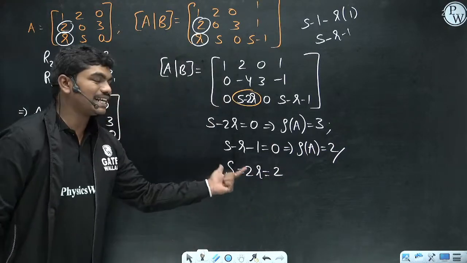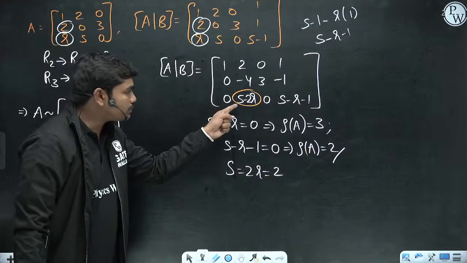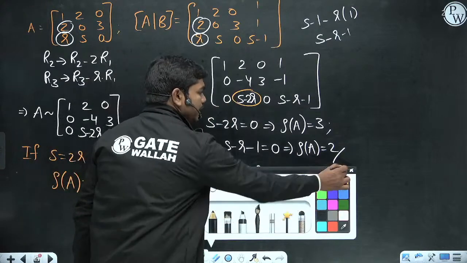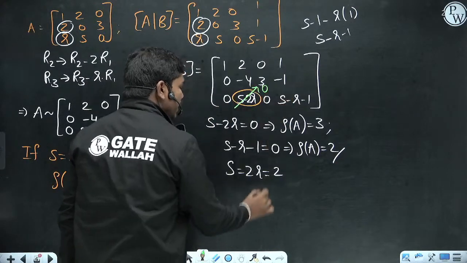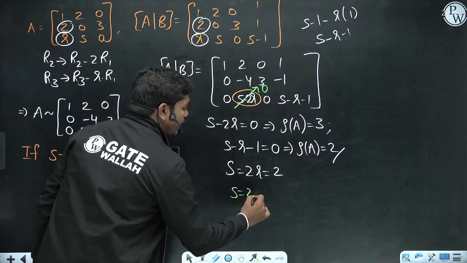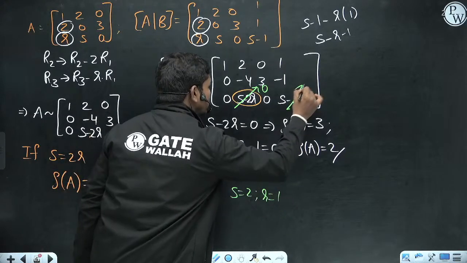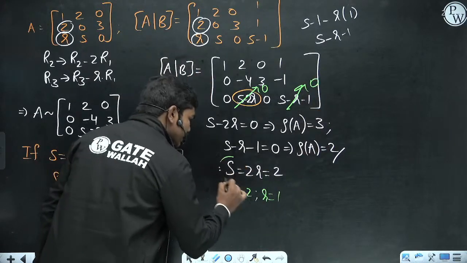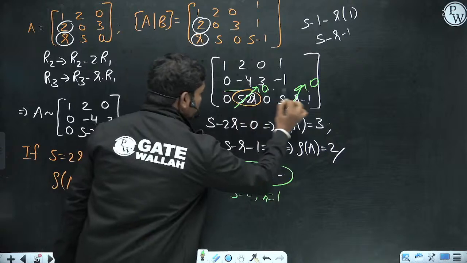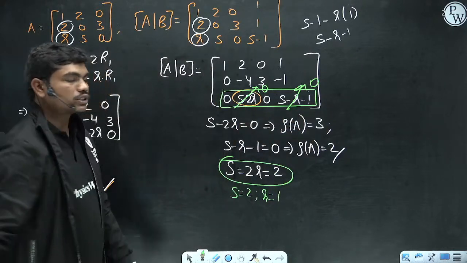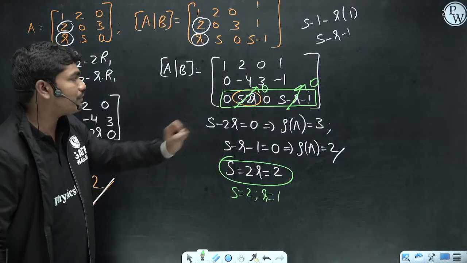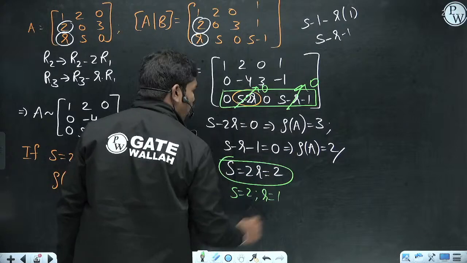What is the meaning of this s is equal to 2, r is equal to 2? S minus 2r will be 0, so this element will become 0, and whenever s is equal to 2 and r is equal to 1, this element will also become 0. So at this condition, this last row will become 0 actually. Whenever this row becomes 0, then definitely the rank of this matrix will also become 2.